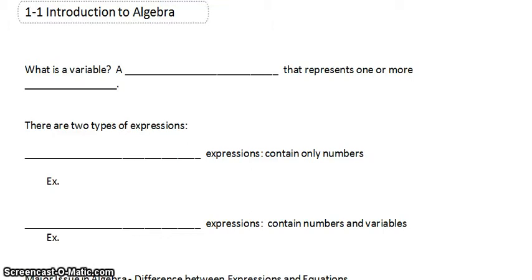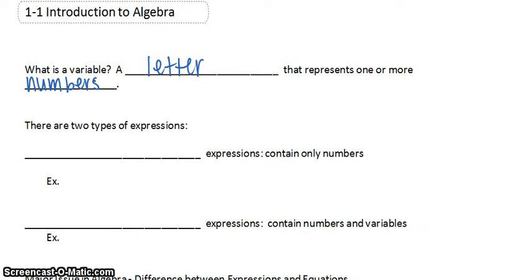Alright, so we're starting with Chapter 1, which is Introduction to Algebra, and likewise, Section 1.1 is Introduction to Algebra as well. So we're going to start here, and it says, what is a variable? A variable is a letter that represents one or more numbers. Okay, so it's a letter that represents one or more numbers.